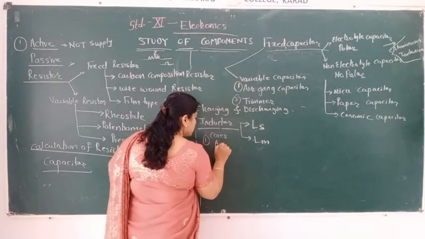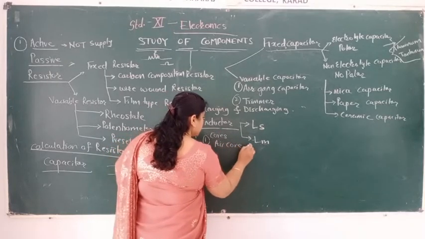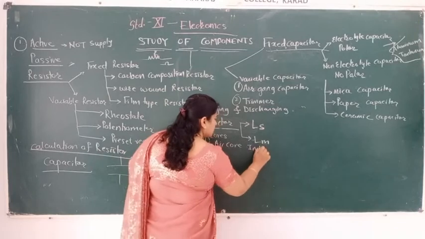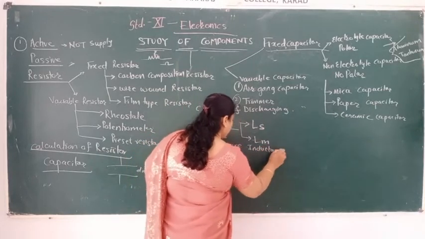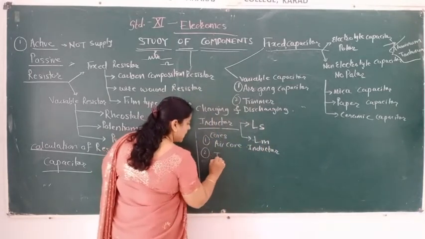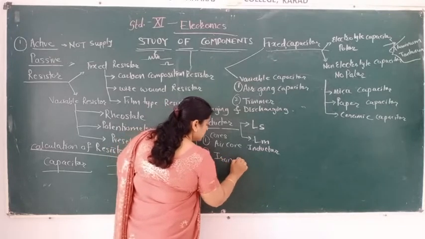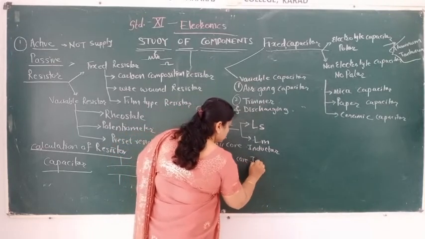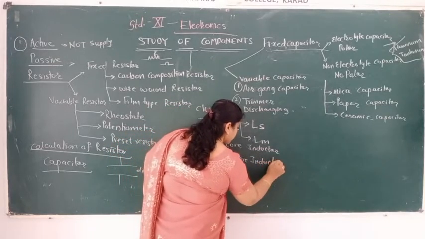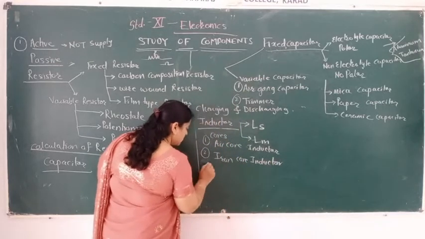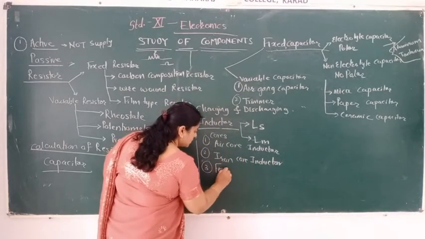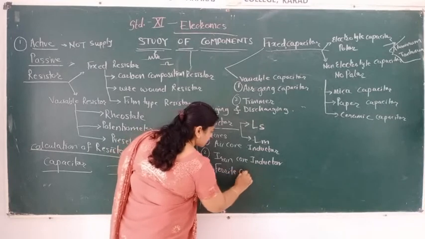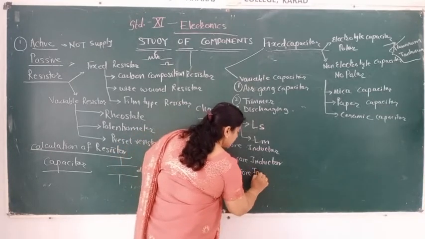So which types of cores are used in inductors? There are three types of inductor: the first is the air core inductor, second is the iron core inductor, and the third is the ferrite core inductor.